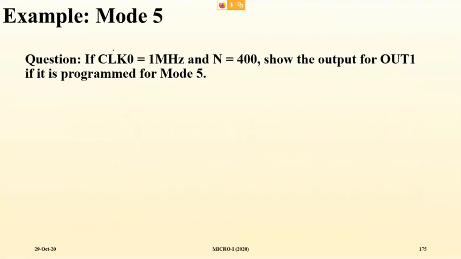Okay, the question is, clock 0 is 1 megahertz. We have count equal to 400. Show the output OUT 1 if it is programmed in mode 5. Now you can easily draw the output if it is in mode 5. The count is 400, so 400 microseconds, because this is a 1 microsecond period. So 400 microseconds. Okay, it will remain high, and for 1 microsecond it will remain low.